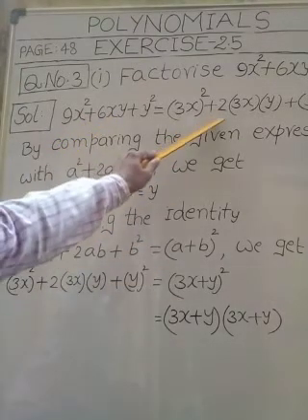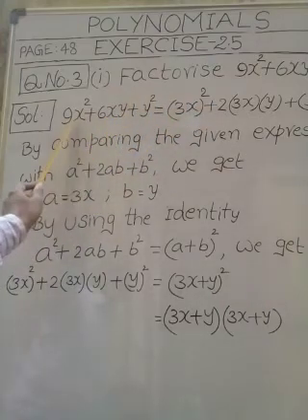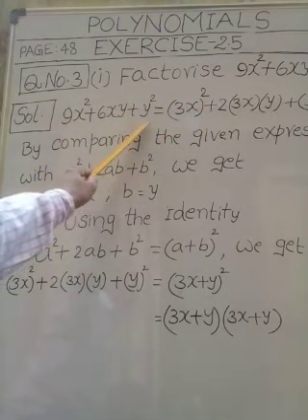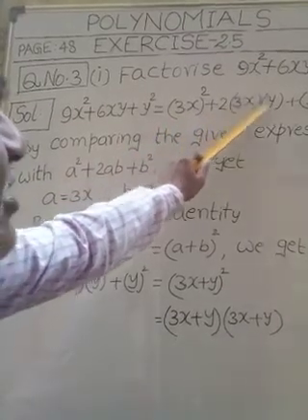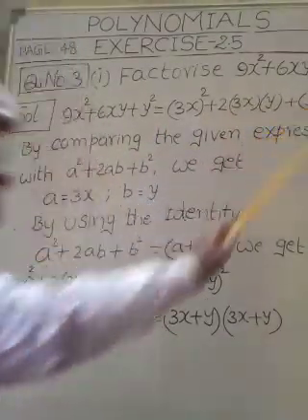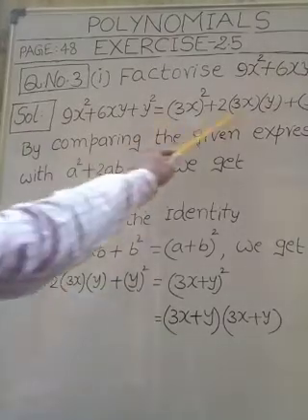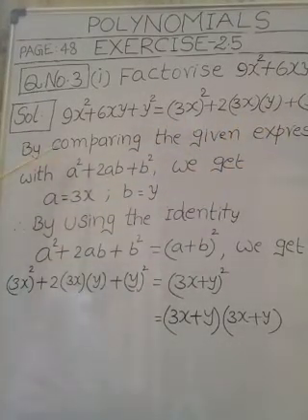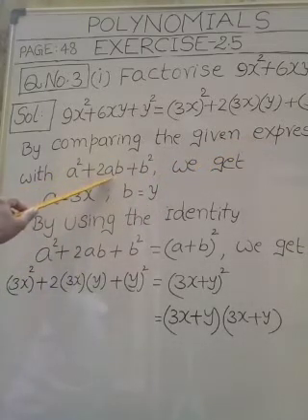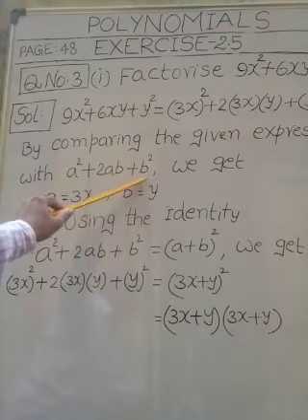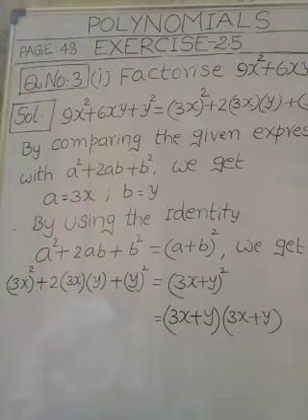Yes, we are getting the 6xy. So this algebraic expression can be written as (3x) whole square plus 2 into 3x into y plus y whole square. Understood this step, my dear children? Right. By comparing this given expression with a square plus 2ab plus b square, immediately you had to bring back to your mind the suitable algebraic identity.